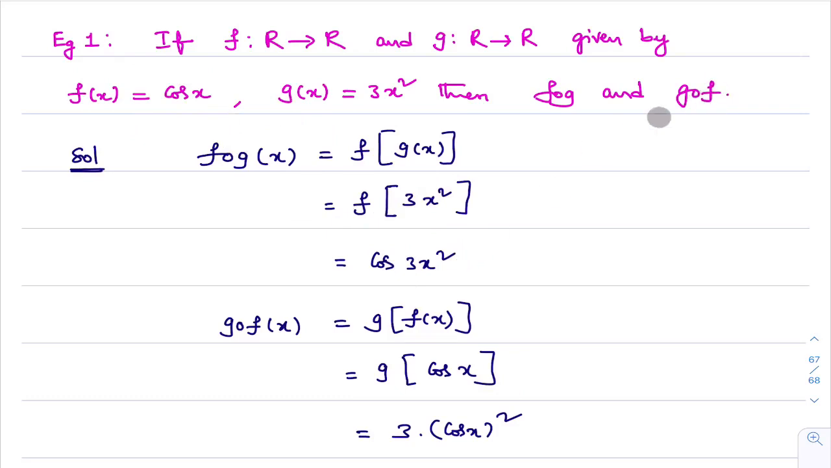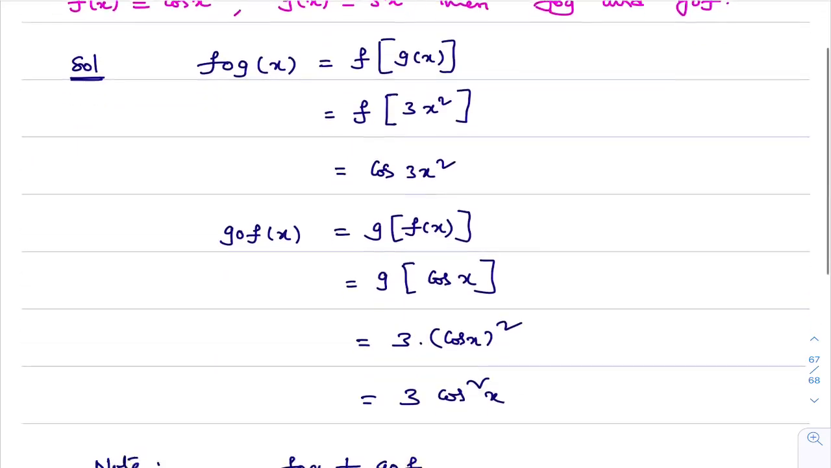Now you calculate G circle F of X. G circle F of X is G of F of X. What is F of X? F of X is given as cos X. You write cos X. Now you need G of cos X. We know G of X. G of X is 3X square. G of Y is 3Y square. G of P is 3P square. G of cos X is what? In this, wherever X is there you write cos X. So 3 into cos X whole square, that is 3 cos square X.